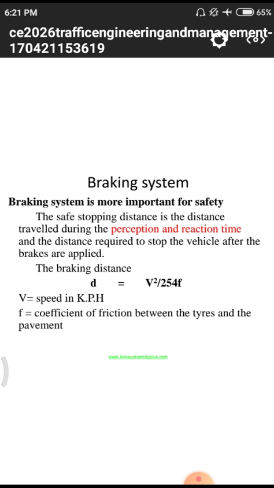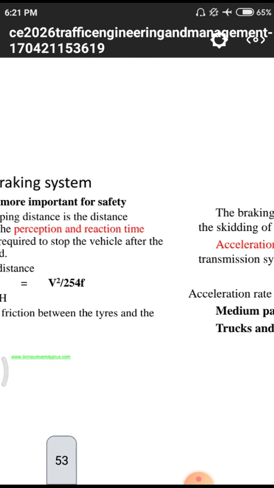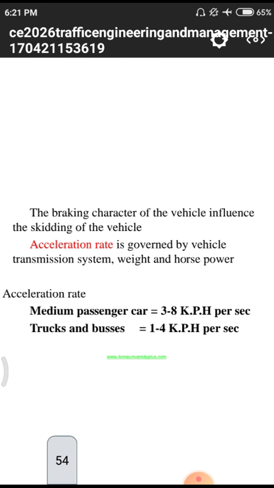Different tires have different coefficients of friction. Those coefficients of friction also have much importance whenever we are dealing with the braking system. That means the braking distance is directly proportional to the velocity of the vehicle and inversely proportional to the friction. The braking character of a vehicle influences the skidding of the vehicle.